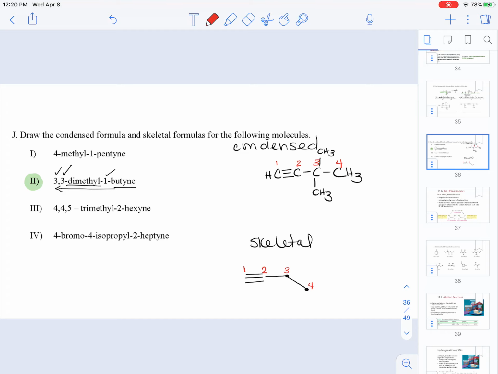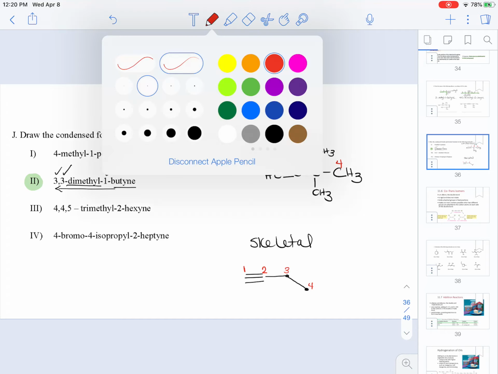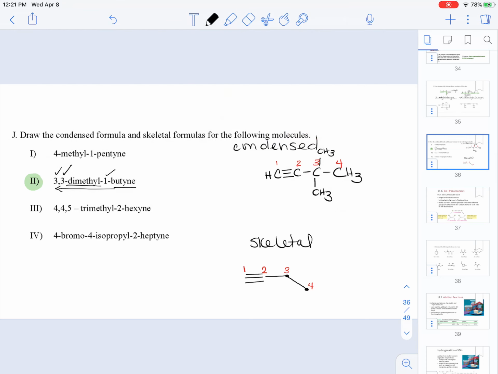On carbon 3, we have methyl groups. When it comes to methyl groups, here's a methyl group, here is the second methyl group, and this is the structure for Roman numeral 2.